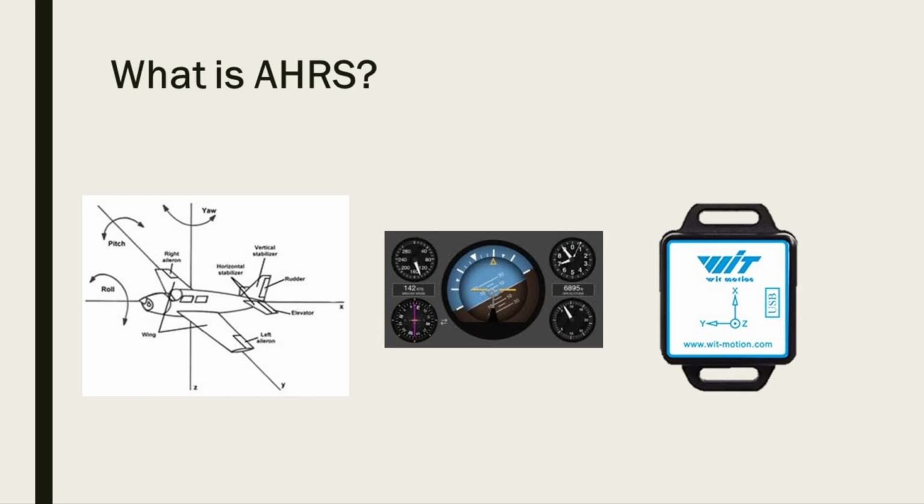Okay, so what is AHRS? For aerospace engineers, mechanical engineers, control engineers, and pilots, attitude is a well-known word. For example, in the middle screen, you can see an attitude indicator of an aircraft. It shows that this aircraft is at a 30 degree bank to the right, meaning the roll is 30 degrees to the right, or in engineering terms, minus 30 degrees roll and 20 degrees of pitch.